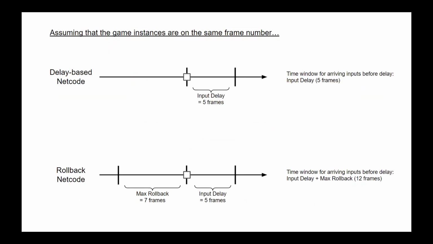To summarize the benefit of rollback netcode, with delay-based netcode, the time window for inputs to be sent for our game is ideally 5 frames, as given by our 5-frame input delay. But with rollback netcode, we can have a larger time window before we need to delay the game, given by the maximum number of frames that we can use temporary guess inputs for and later resimulate for a corrected game state. For our game, we save game states up to 7 frames in the past, giving us an extra 7 frames for our time window, so our final time window is 12 frames in total.